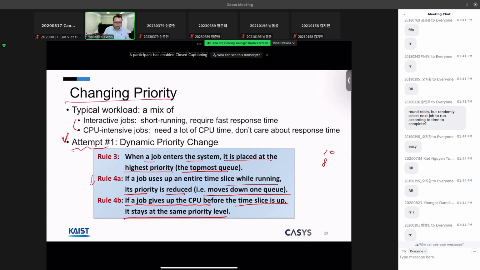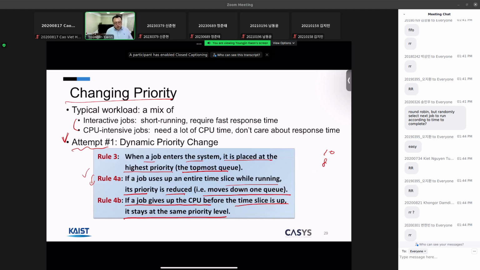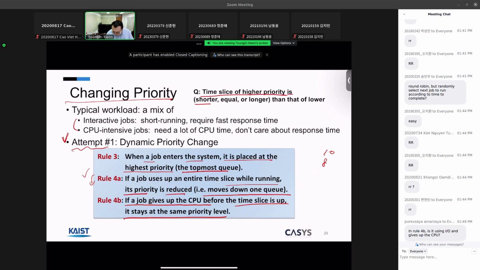Priority goes down. Okay, so this rule 1, the basic rule of scheduling, and this changing priority rule, 3, 4a and 4b, define multi-level feedback. Recall that MLFQ is a mixture of interactive and CPU tasks. So is the time slice of higher priority shorter, equal, or longer than lower priority? What's the answer?